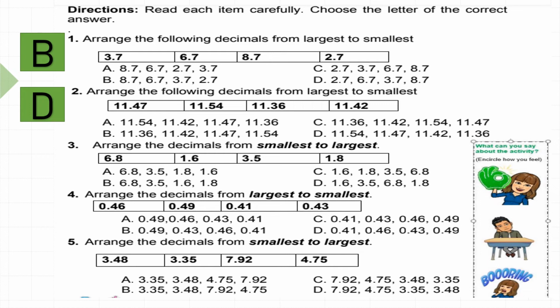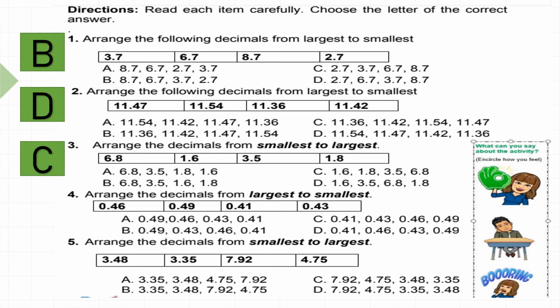Okay. So number 3, arrange the decimals from smallest to largest. This time, you look for the smallest first. Okay. So the numbers are 6 and 8 tenths, 1 and 6 tenths, 3 and 5 tenths, 1 and 8 tenths. So which one is the smallest up to the largest number? Is it A, B, C, or D? What is your answer? Fantastic! It's letter C. So we arrange it from 1 and 6 tenths up to 6 and 8 tenths.